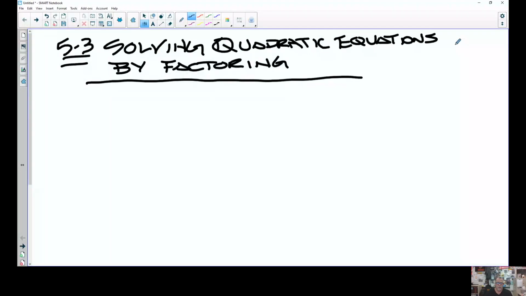All right, so this is 5-3 again from the Algebra 2 text, solving quadratic equations by factoring. This is incredibly important, folks. It has to be almost a second nature type of skill. And I know every year we go through this. You have seen factoring a couple times already. And for most of you, it was something you just survived. You didn't really internalize it.